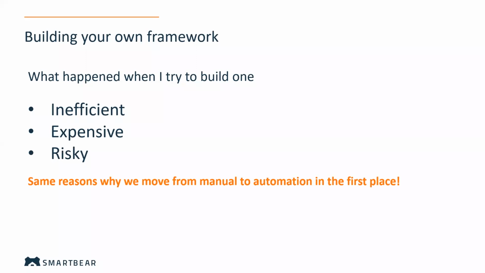And then it occurred to me: the main reason we moved from manual testing to automation was to avoid these 3 problems. Manual testing is inefficient, expensive, and risky. And I found that building my own framework also was inefficient, expensive, and risky.